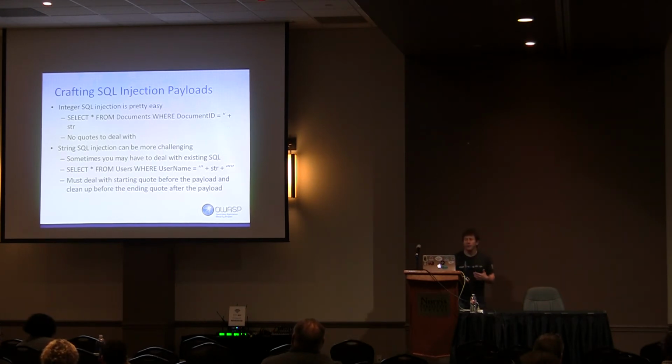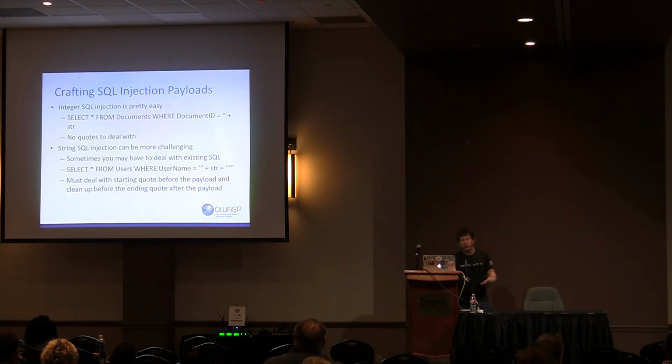So if we look at crafting payloads, from an attacker standpoint, we need to do a little bit of guessing or reverse engineering of what we think the application is doing. Right? What do we think their code looks like on the server side? And then I can try to craft payloads that are going to take advantage of that. So if I've got something where I've got like a document ID and it's an integer, I've got select star from documents where document ID equals and then whatever the user passed in. Right? In a case like that, I don't have any quotes to deal with.